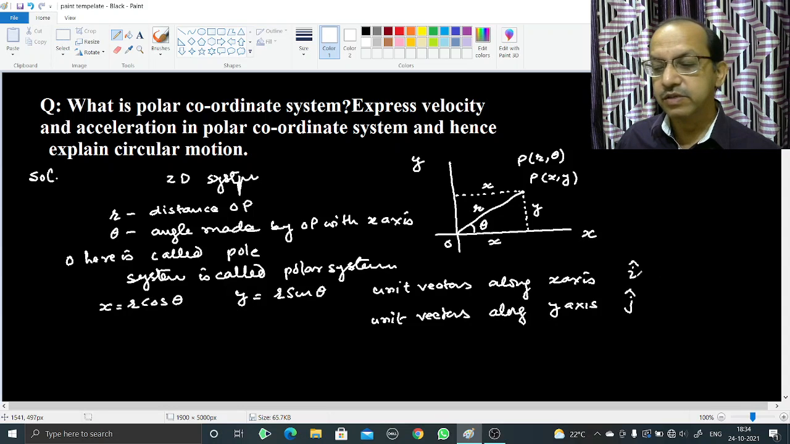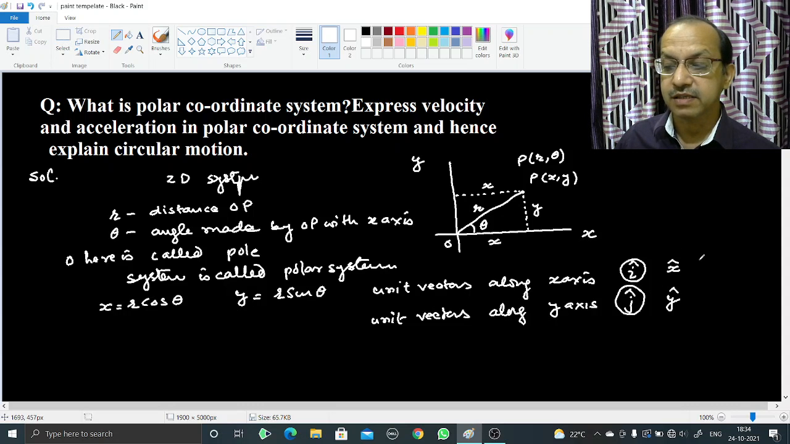Now in this video we are replacing i cap with x cap. How will we define it? It is the unit vector along the x-axis. We write the notation x and then cap. The unit vector along the y-axis, we write as y cap. So in the Cartesian system, we will represent the unit vectors as x cap and y cap.